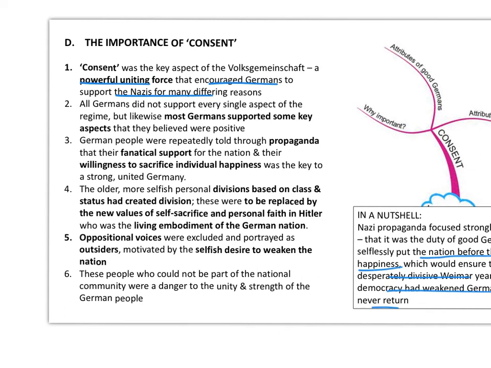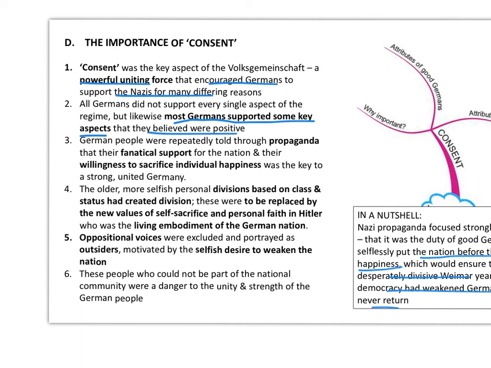All Germans did not support every single aspect of the regime. That's what I mean by nuanced. It means that it's not black and white. There's lots of greys, okay? If you imagine it as a graph, it's not a sort of straight line. There's lots of ups and downs. So all Germans did not support every single aspect of the Nazi regime, okay? Every German would have a reason to not like Hitler, and it would be a different reason from the next German, and it may change over time. But likewise, most Germans supported some aspects that they believed were positive.